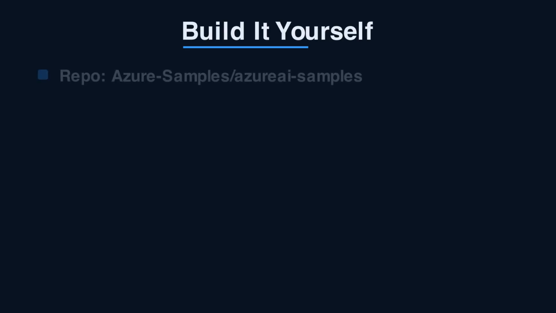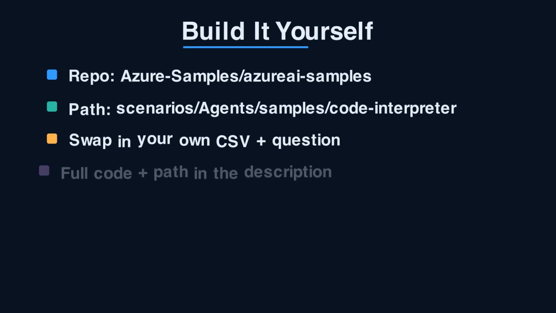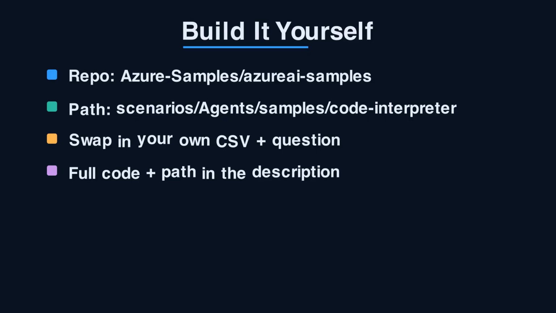And that is a complete, working code interpreter agent, every line explained. The full sample is in Microsoft's Azure Samples repo, under Scenarios, Agents, Samples, Code Interpreter. The link and exact path are in the description. Clone it, drop in your own CSV, change the question, and you have a genuine data analyst you can talk to.